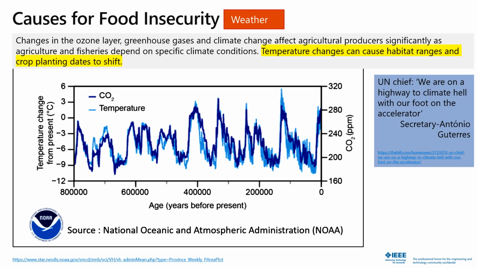On the influence of extreme weather, a recent statement by UN Secretary General Antonio Guterres said we are on a highway to climate hell with our foot on the accelerator. So this statement clearly underscores the importance of studying the influence of climate on agriculture production, as well as the importance of how to prepare for the future. This is where our data science and machine learning come in, and help to understand the signals that correlate with these events.